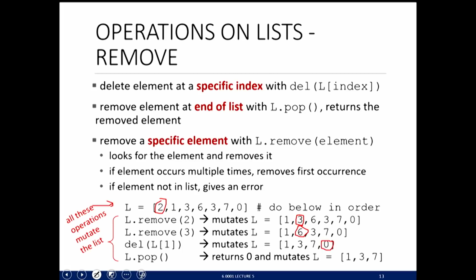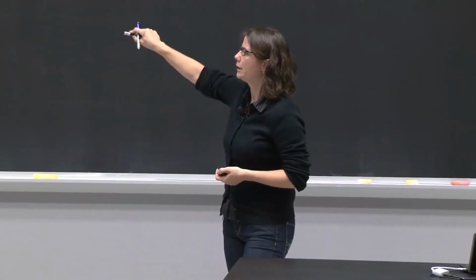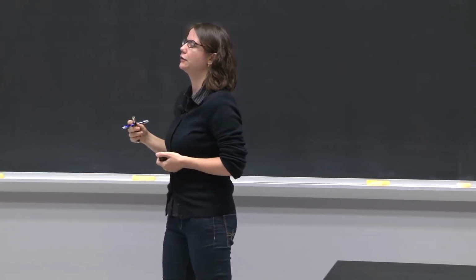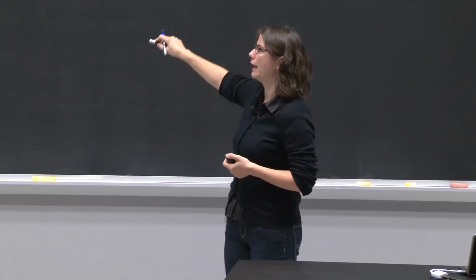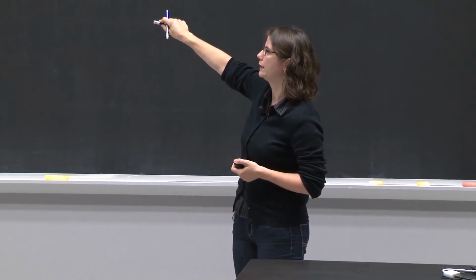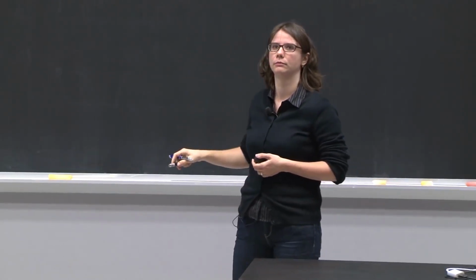So then we're left with only 1, 3, and 7. And L.pop is often useful because the return value from L.pop is going to be the value that it removed. So in this case, it's going to return 0.